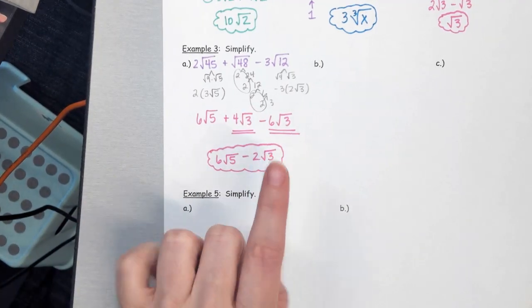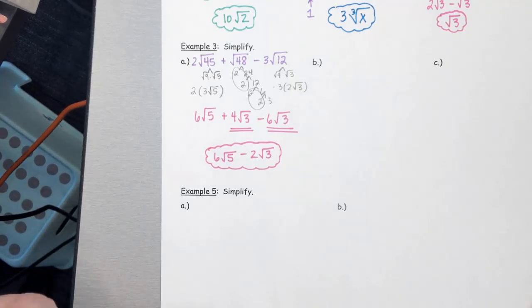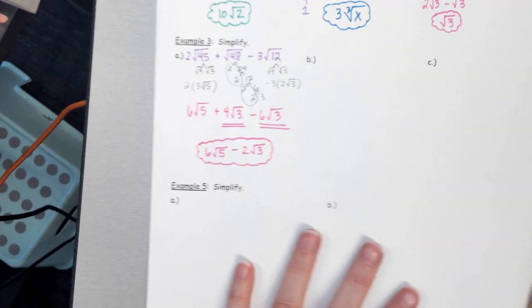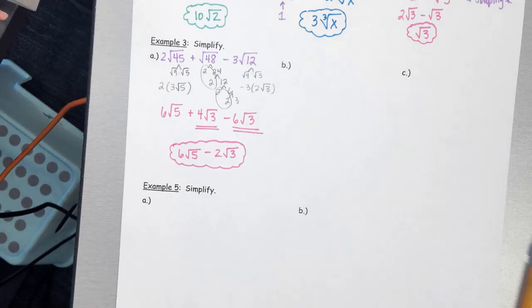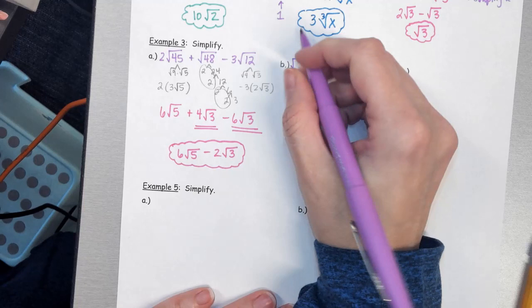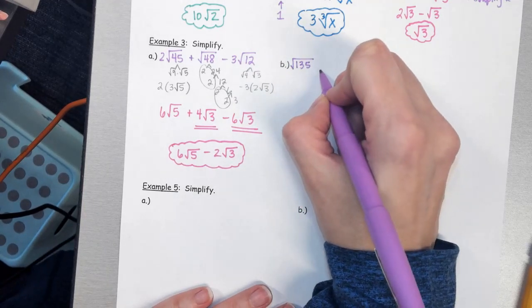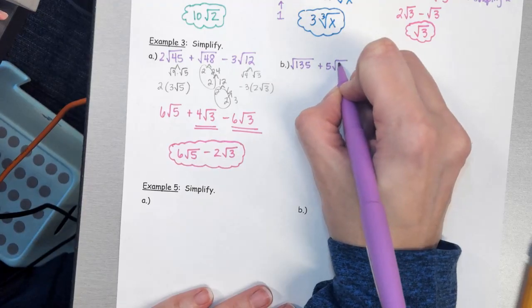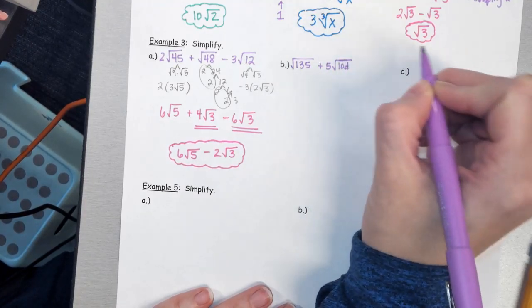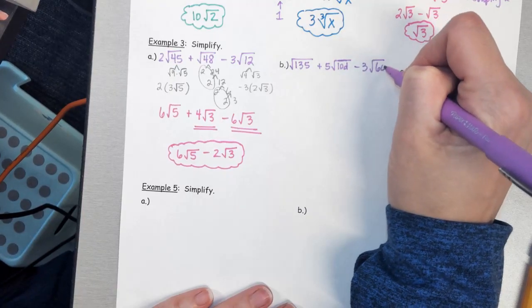Generally whatever one is negative goes second. But you could also write it as negative 2 root 3 plus 6 root 5, and that would not be incorrect. All right, for B, you have the square root of 135 plus 5 times the square root of 10d minus 3 times root 60.